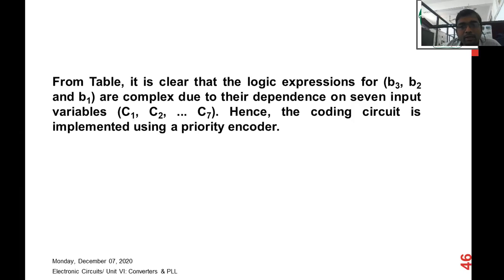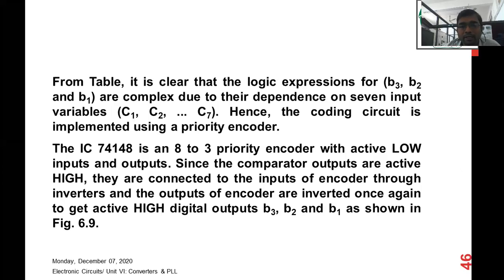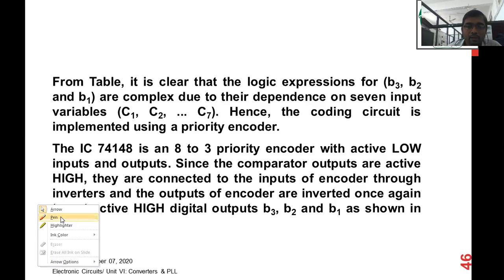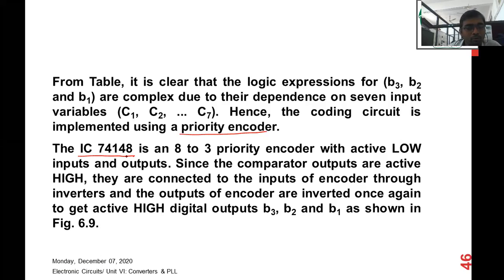So from this table we can see that the logic expressions for V3, V2, V1, that is the digital outputs, are complex due to their dependence on the 7 input variables C1 to C7. Hence the coding circuit is implemented using a priority encoder. And here we have taken the example of the priority encoder IC 74148. It is simply an 8:3 priority encoder with active low inputs and outputs.